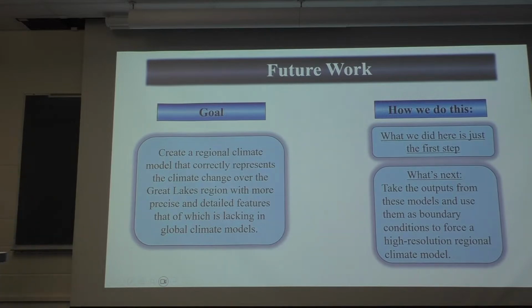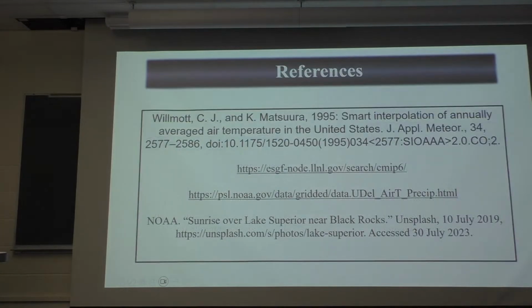So what we did was kind of just create the guide and the boundary conditions that we will then take, using the outputs from the models we chose, which would be the 0.5 and 1 degree models, and use them as boundary conditions to force a high resolution regional climate model. Okay, that's all.